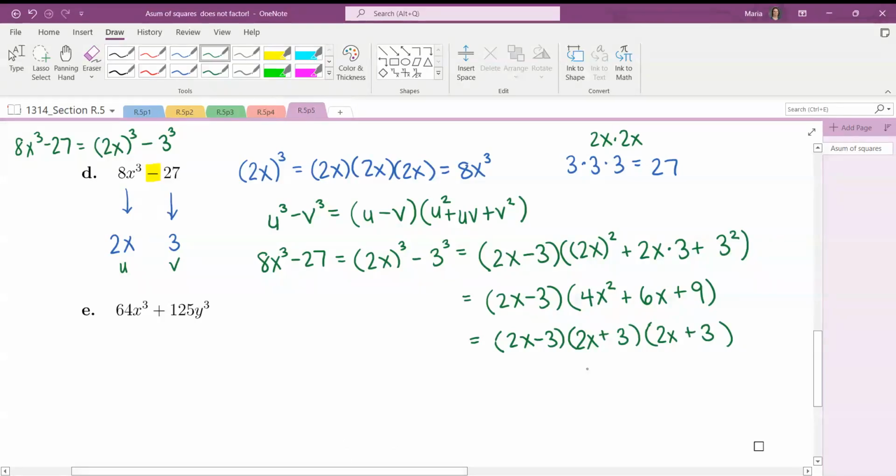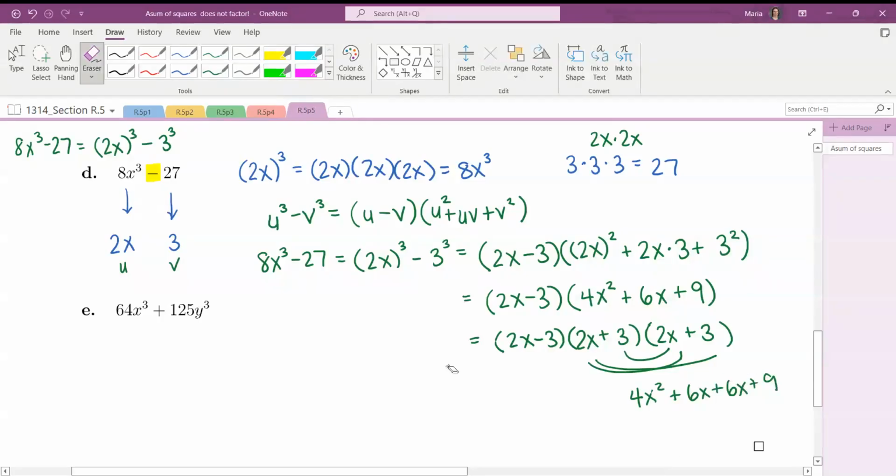And you can actually multiply it back out here. 2x times 2x is going to give you the 4x squared. 2x times 3 is going to give you plus 6x. And then, ooh, look, this is why you should check yourself. I get another 6x. That's going to give you 12x, and then you'll get the 9.